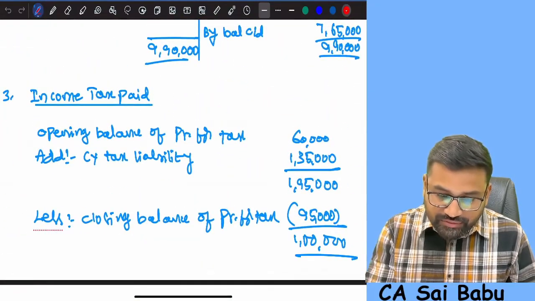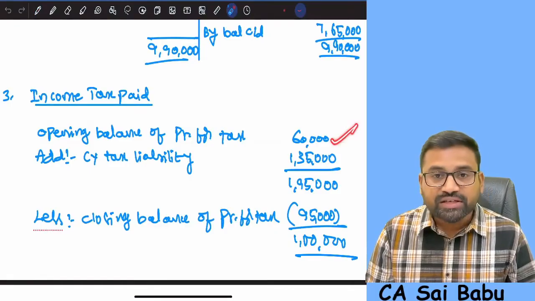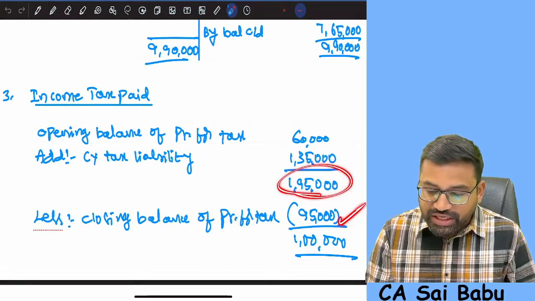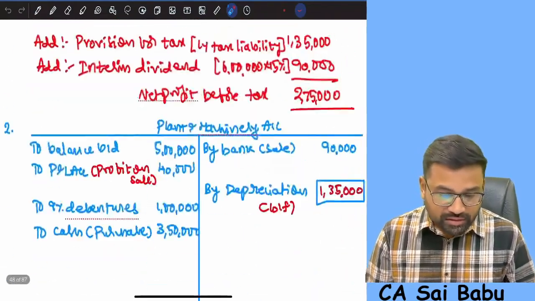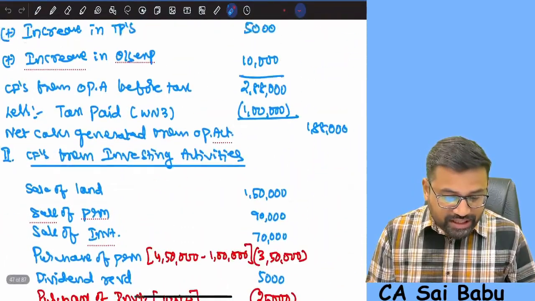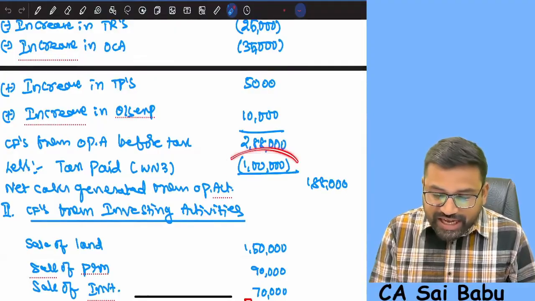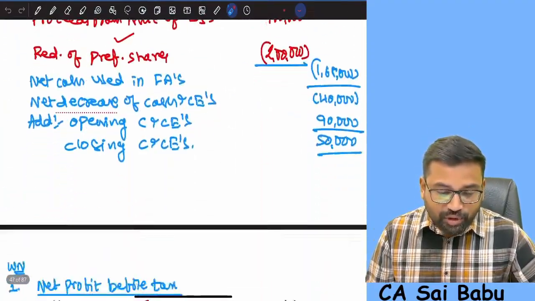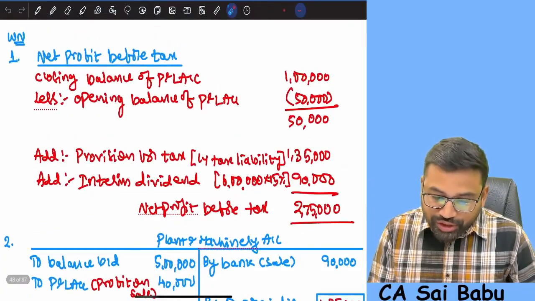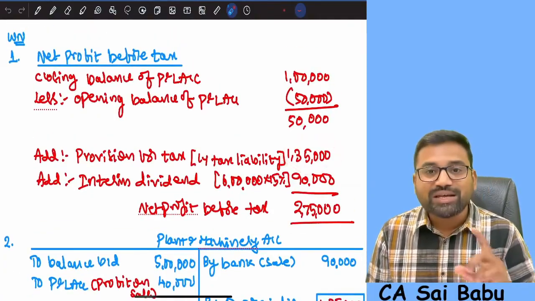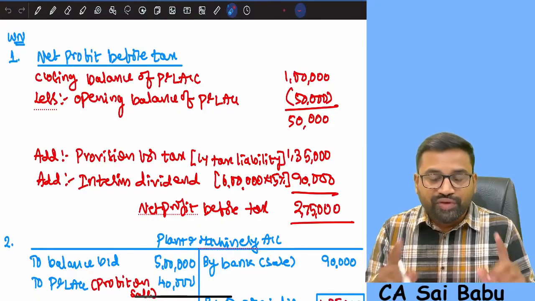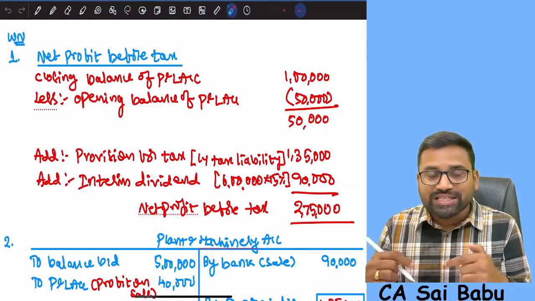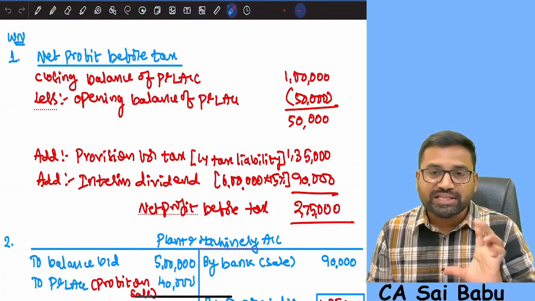In this case, first you consider opening 60, current year tax liability 135. So 1,95,000, closing 95. That means tax paid 1 lakh. So when you are ascertaining cash flow from operating activities, tax paid 1 lakh will be considered. And when you are ascertaining net profit before tax, you need to add back current year tax liability 1,35,000. So very simple. Opening, closing, current year tax liability. Then tax paid is the balancing figure.